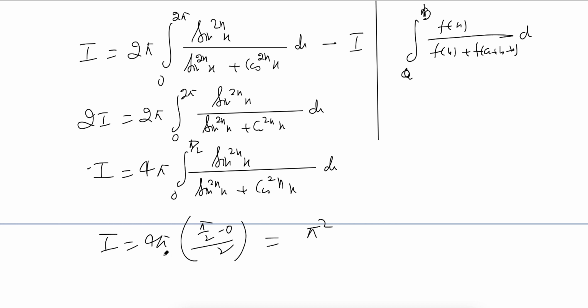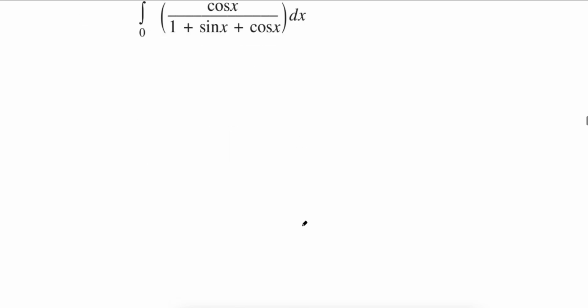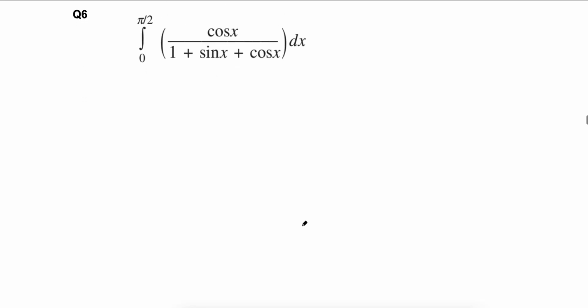Because by 4 will be there, so 4 will get cancelled. The answer is pi square. If I make any calculation mistake anywhere, please update me. Is this clear? Next one. This question.